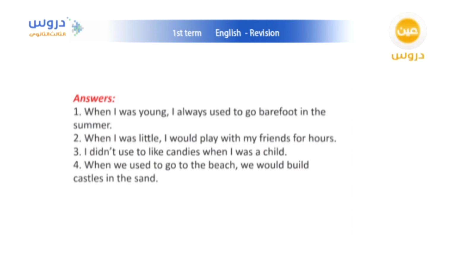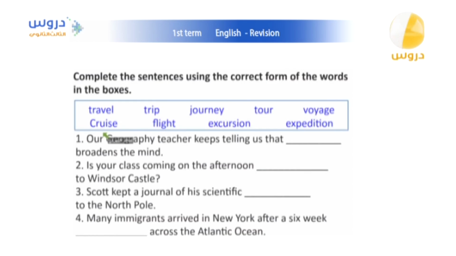Here is the answers slide, and we will now try to complete the sentences using the correct form of the words in the boxes. We have different words: travel, trip, journey, tour, voyage, cruise, flight, excursion, and expedition. And we have many spaces here. Who wants to do number 1 for us, please? Our geography teacher keeps telling us that space broadens the mind. Broadens the mind.